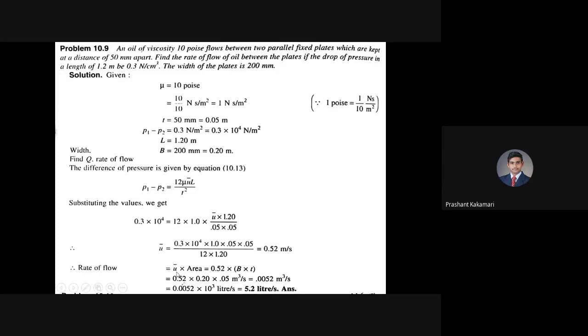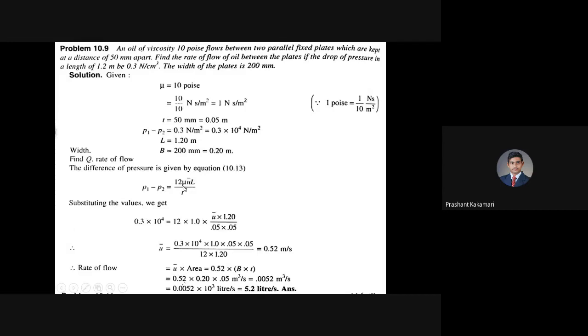for these types of channels where the plates are fixed and in between the oil is flowing, recall this U bar equation from the derivation, or you can recall this pressure difference formula itself, because we know the pressure difference and average velocity relation, that is P1 minus P2 equal to 12 mu into U bar into L divided by T square. T is the height between two plates, that is 50 mm apart. L is given here as 1.2 meters. Mu is given; U bar we need to find out.